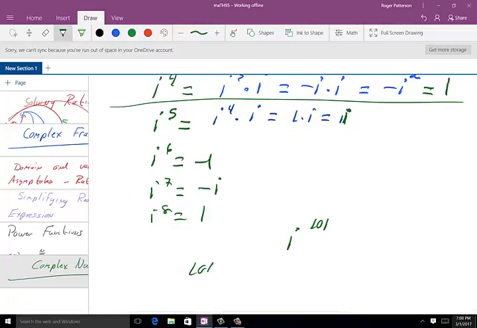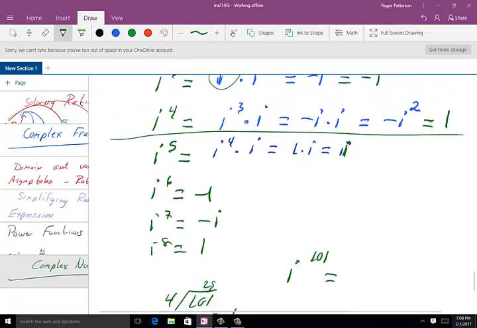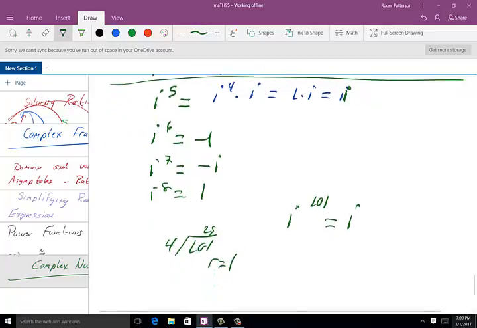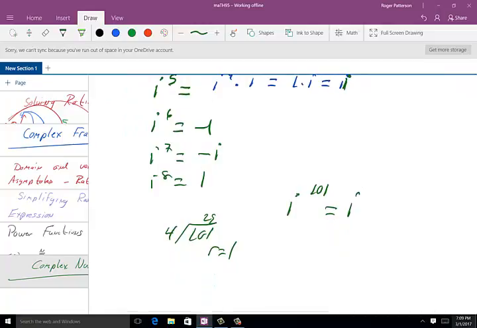So, if we take 101 divided by 4, 4 goes in there 25 times, leaves us with a remainder of 1. So what is it? It's i. Because its remainder is 1, right? It cycled through there 25 times, gave us i. You have a remainder of one, so that's i to the first. What's i to the first? i to the first is i.